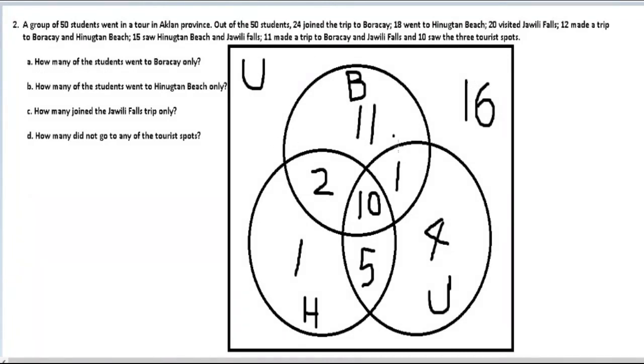Now we have already put all the elements in our Venn diagram. Let us answer our question. Letter A, how many of the students went to Boracay only? For the Boracay only, we have 11 students. Next, how many of the students went to Hinugtan Beach only? Hinugtan Beach only. We have only one student.